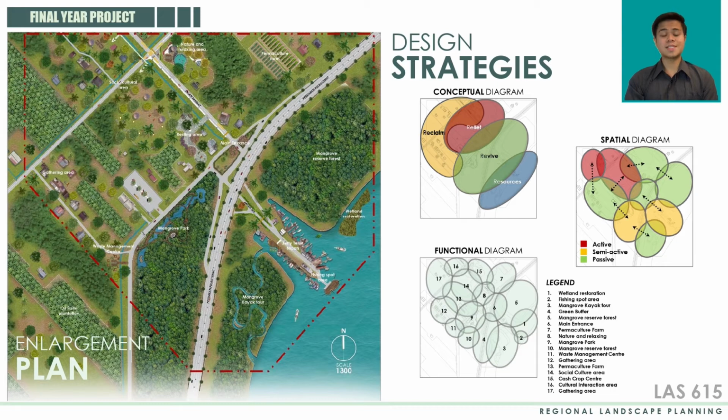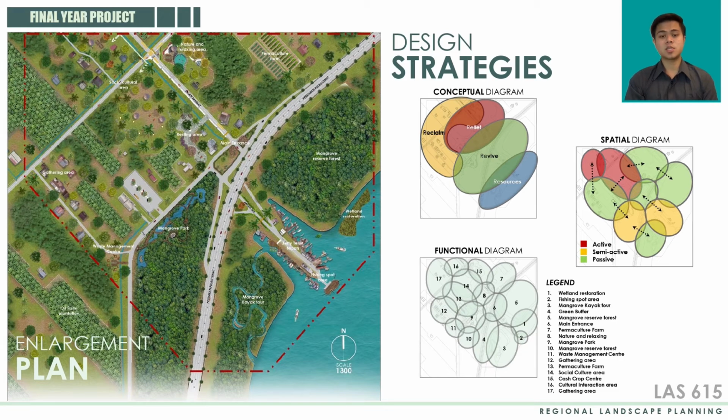So for the design strategies, refer to the bubble diagram. Starting from the conceptual diagram, I separate four different characteristics on my site. The first one is reclaim, which is the original identity of this village. Second is relief, which is through human activity and interaction. Third is revive, which is to conserve the quality of natural ecosystems. And the last one is resource, which utilizes the aquacultural resources from the fishermen.